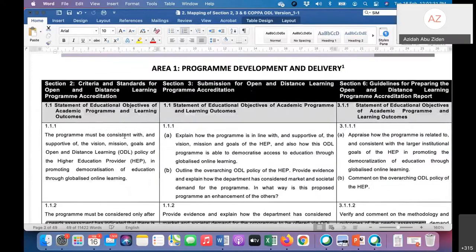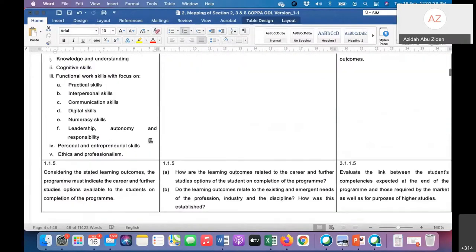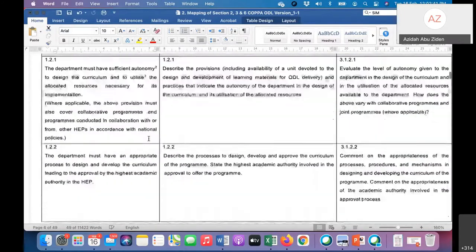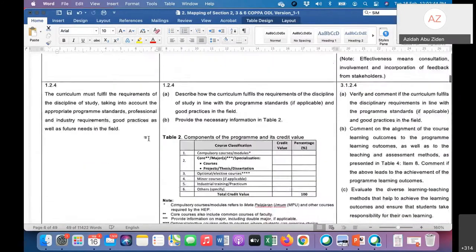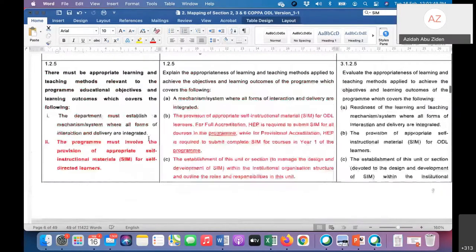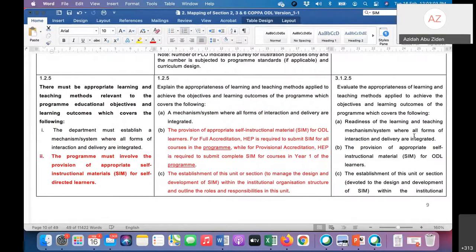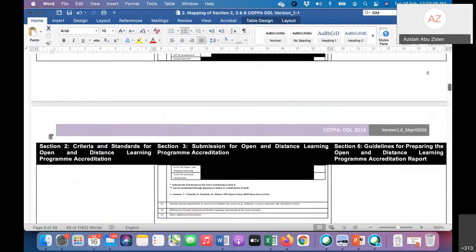Alright, okay, so yang ini area 1, program development and delivery, sama. Okay, macam biasa. So yang ini borang-borang ni semua perlu diisi lah, macam conventional punya program. 1.2.5 ada soalan di sini, ada penerangan tentang how you answer the questions and then evaluate the appropriateness of the, yang ini section 2, section 3 and section 6 preparation.